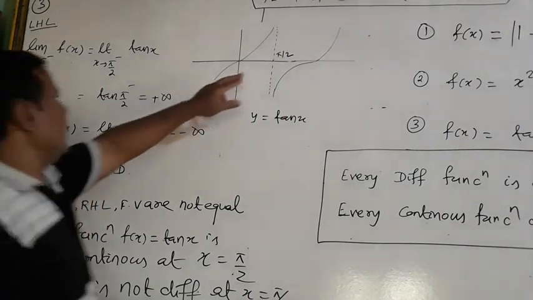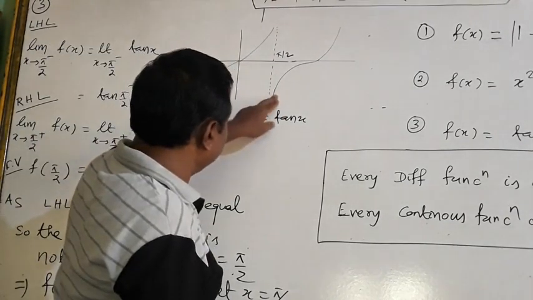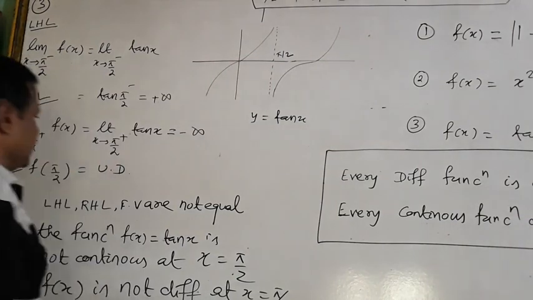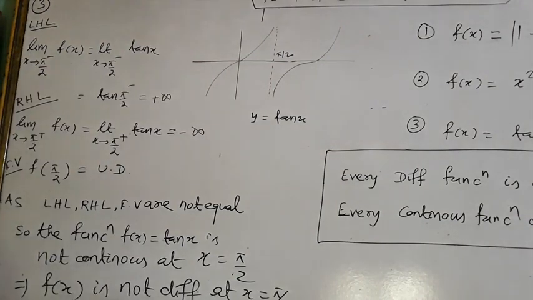LHL, it is the left hand limit, here is the right hand limit, and the functional value doesn't exist. So the function is not continuous.